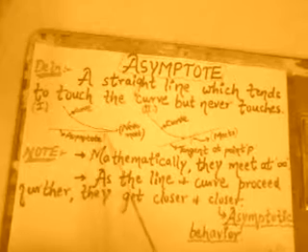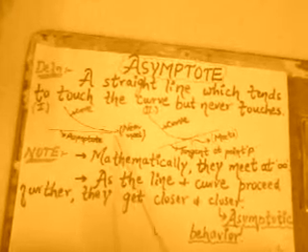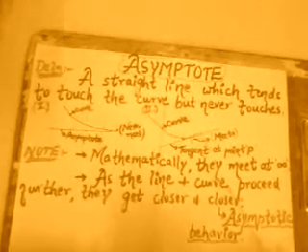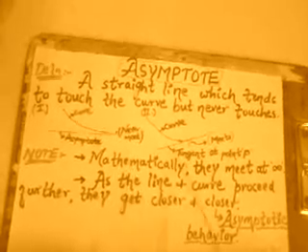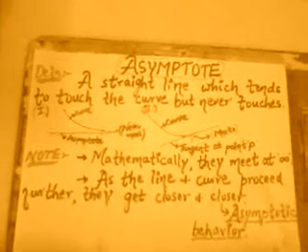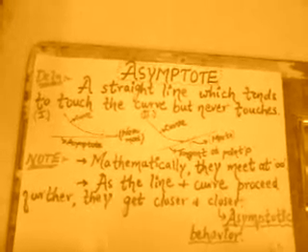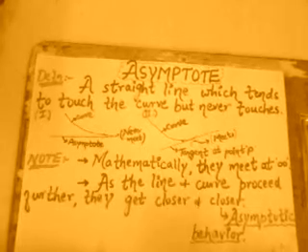But an asymptote doesn't touch the curve, but it tries to come closer and closer as it proceeds further. So mathematically they meet at infinity, and as the line and curve proceed further they get closer and closer, and that is called asymptotic behavior.